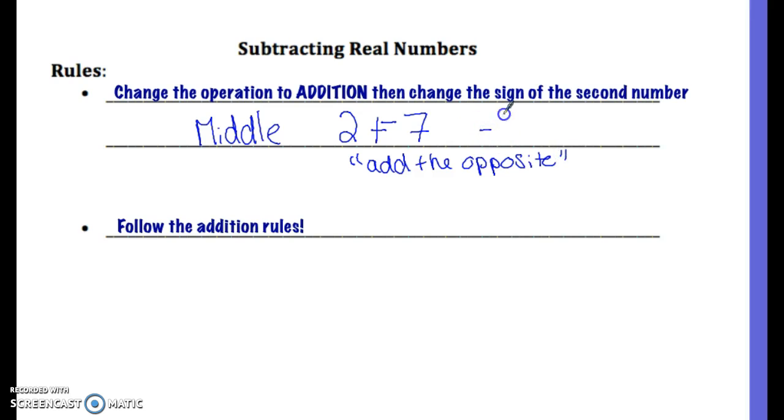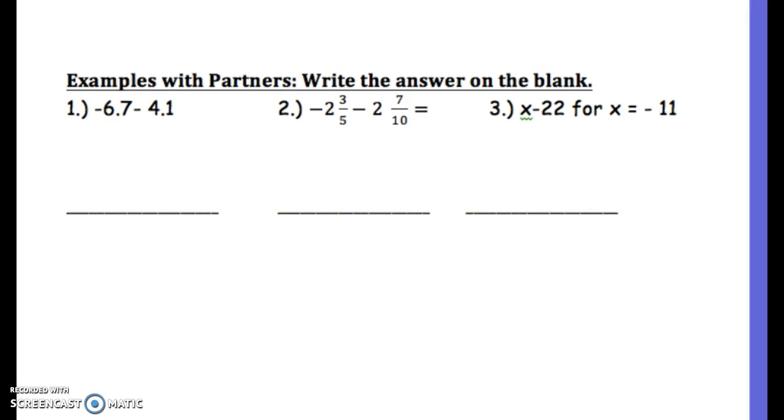If I had negative 6 minus 10, I only look at this middle sign and I change it to add the opposite. If I had negative 7 minus a negative 3, I add, and the opposite of negative 3 would be positive 3. So I always make those 2 marks. And then you follow your addition rule because now it's addition. So let's try some. For number 1, I'm going to change only the middle sign. Only the middle. That is really important. And I change it to add the opposite.